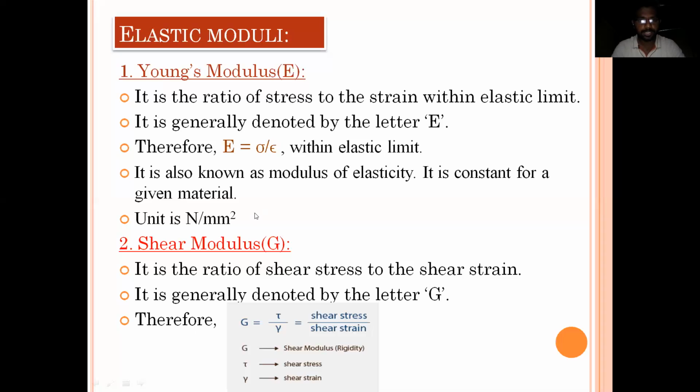The next elastic modulus is the shear modulus. This can also be called the modulus of rigidity. Both shear modulus and modulus of rigidity are the same. It is the ratio of shear stress to the shear strain, and it is generally denoted by the letter G. Therefore, G is equal to tau divided by gamma. Here tau is the shear stress and gamma is the shear strain. So G is equal to shear modulus or the modulus of rigidity, or you can say rigidity modulus. Tau is the shear stress and gamma is the shear strain.